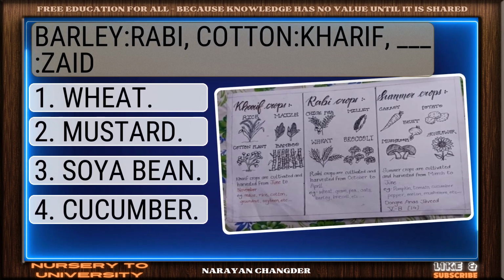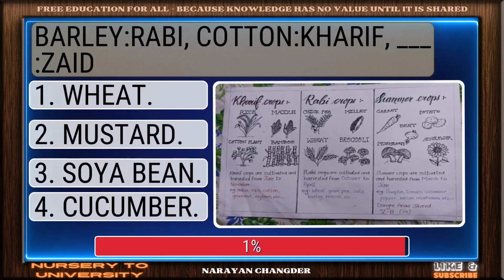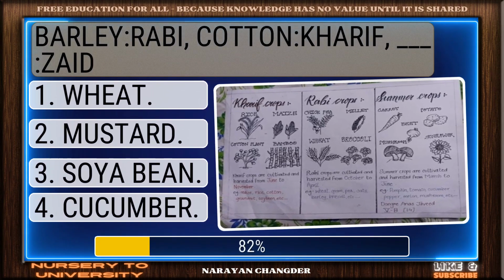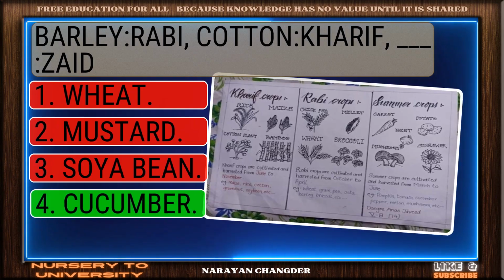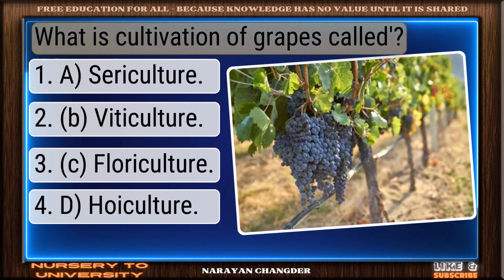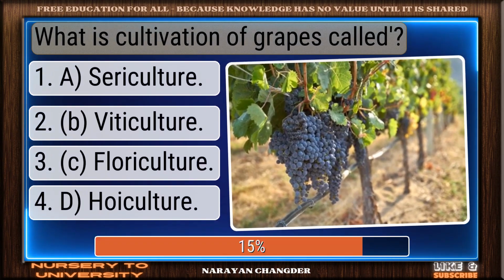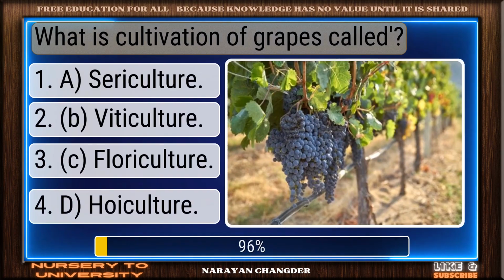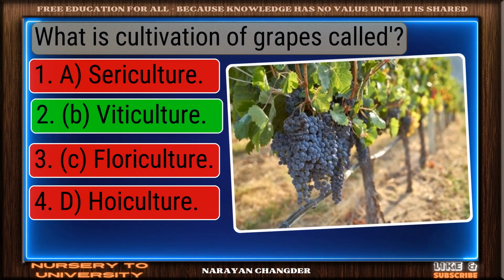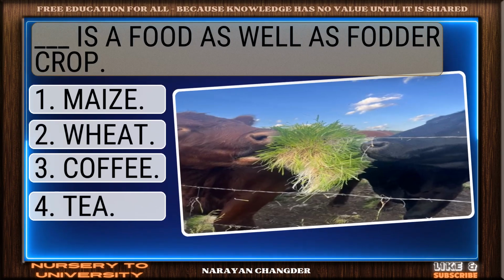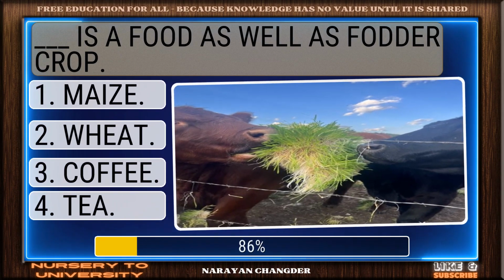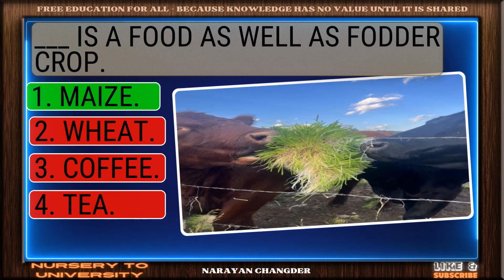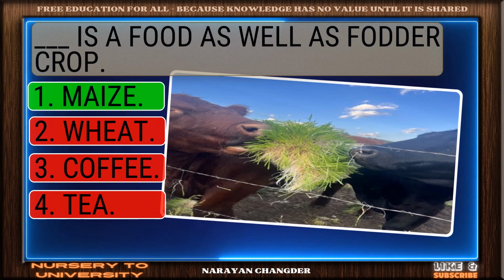Barley, rabi; cotton, kharif; dash, zaid. Smart pick. Cucumber is correct. What is cultivation of grapes called? Well reasoned. Viticulture is correct. Dash is a food as well as fodder crop. Correct response. Maize is accurate.